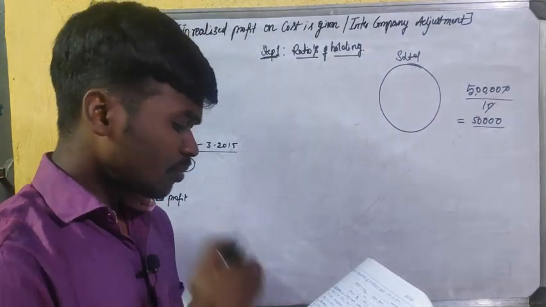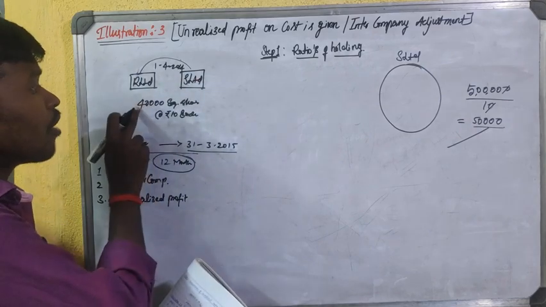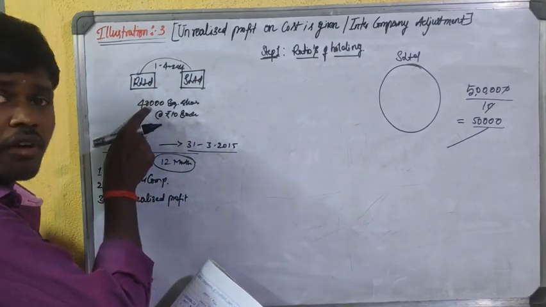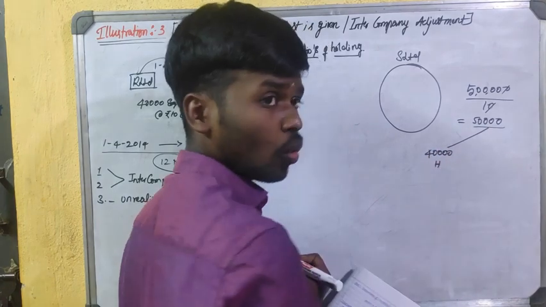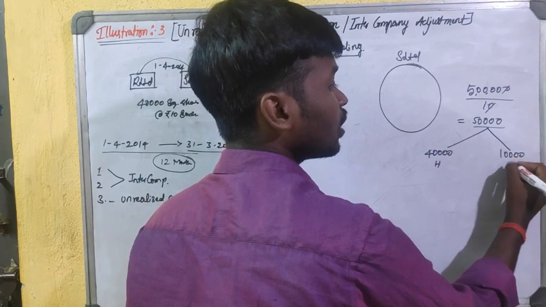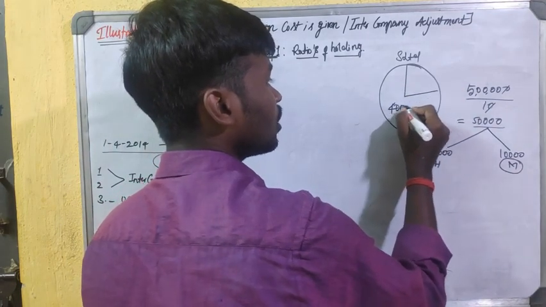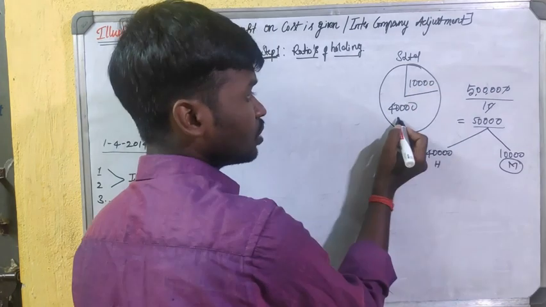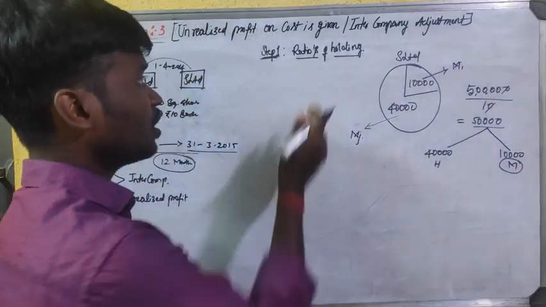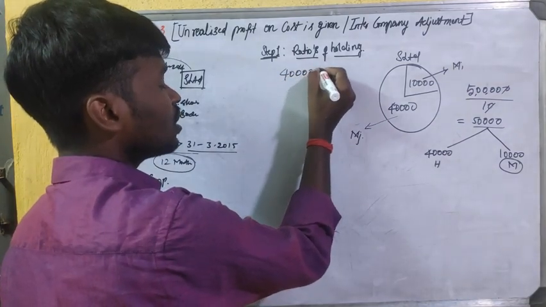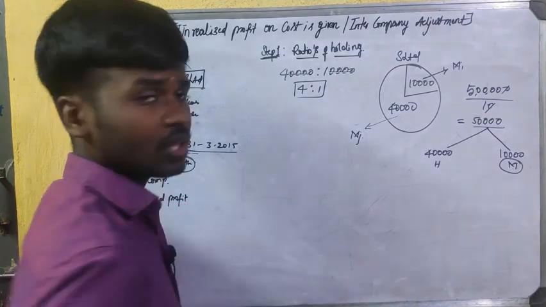So in this problem particularly they have specified that R Limited acquired 40,000 shares, which means R Limited invested in 40,000 shares of S Limited. Out of the total 50,000, 40,000 shares are related to the holding company and the remaining 10,000 shares are related to minority shareholders of this subsidiary company. Then see, this 40,000 is related to majority shareholders and this 10,000 is related to minority shareholders. Then the ratio of holdings is 40,000 to 10,000. So on simplification, 4:1 is the ratio of holding.